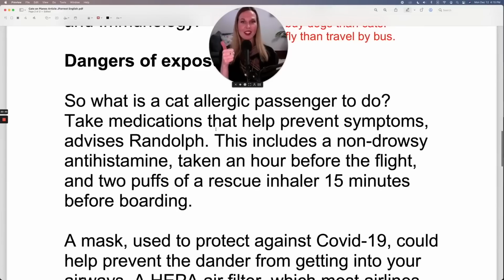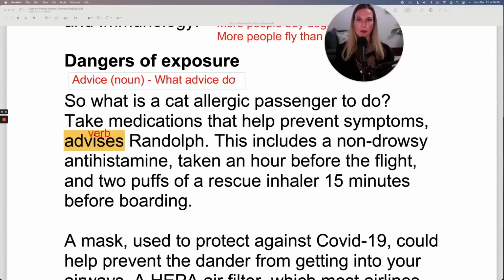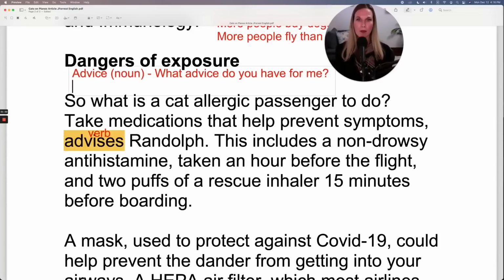Take medications that help prevent symptoms, advises Randolph. So notice here, advises. This is being used as our verb. And the noun form of advise, we can use advice, which is the noun. What advice do you have for me? Because this person is asking for advice. What advice do you have for me?